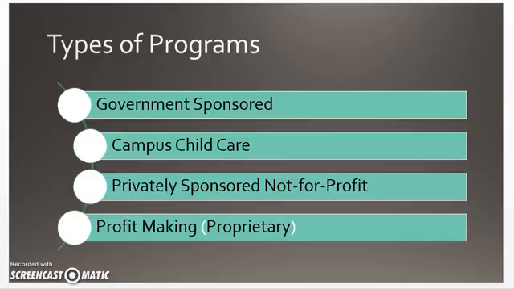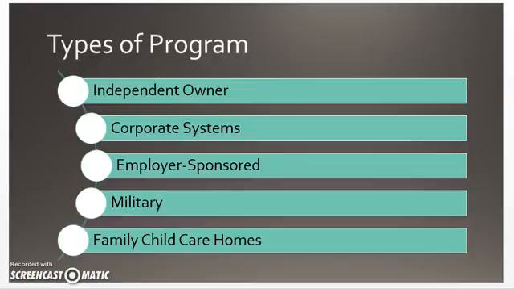Independent owner is our next type of program. This program is owned and operated by an individual or small group. So tuition is typically the only source of income. The next one is corporate systems. These are large childcare chains that are operated by a parent company. An example of that might be Knowledge Corps.